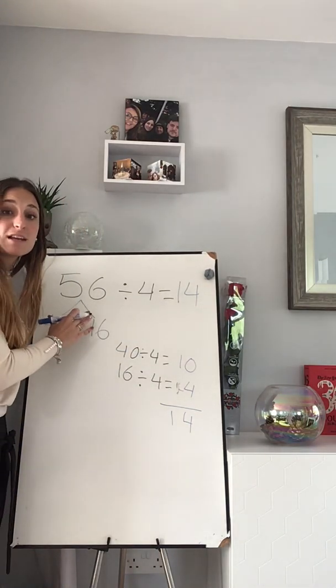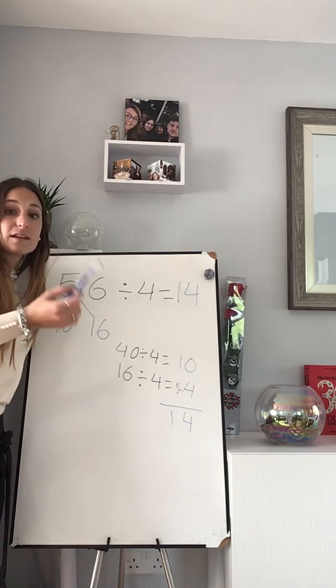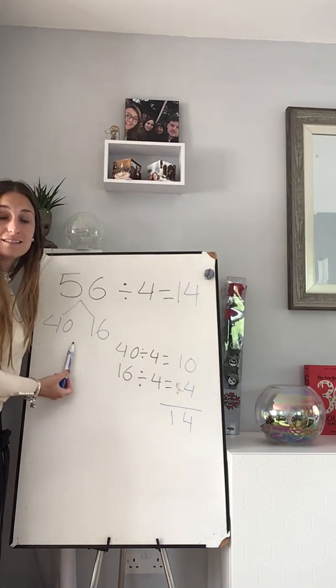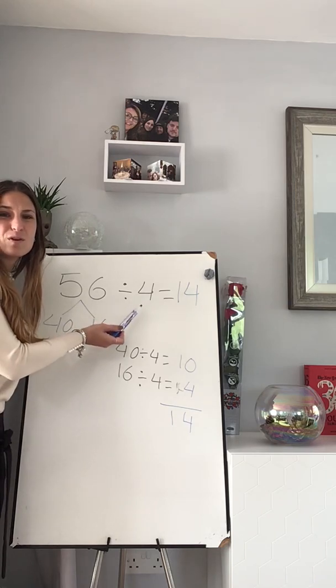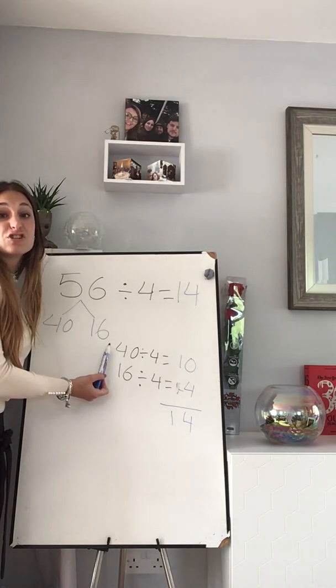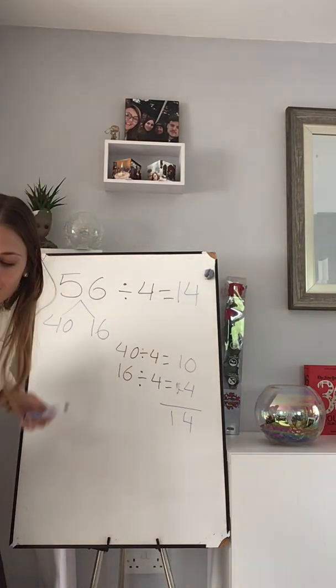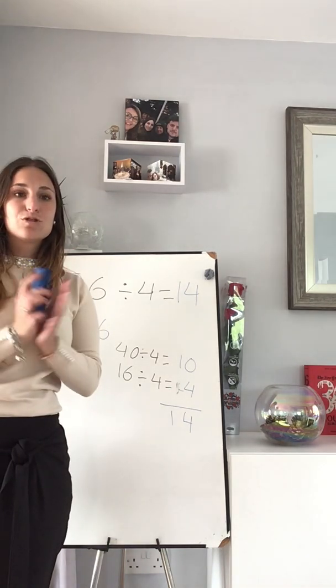Super. So this one was a little bit trickier because I know that on my 4 timetable, the furthest that I could go was 40 on my 10s, isn't it? Because I haven't got a 50. So I know that my 10s is going to be 40, and then I just need to partition the rest. Yeah? Okay.